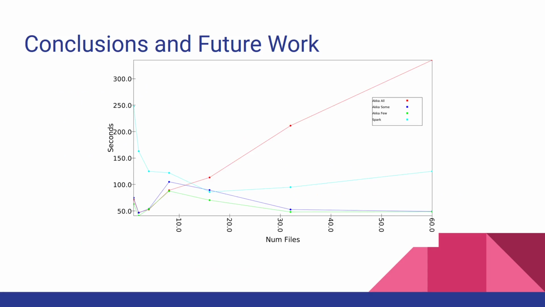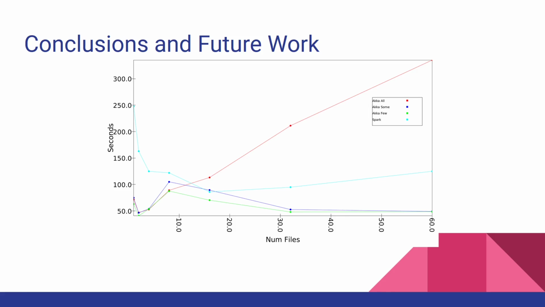In addition, here is a plot comparing our findings with those of the Spark teams. The red plot is the all implementation of our code, with the blue and green being the some and few implementations as well. The cyan one, on the other hand, is their Spark implementation, and what you can see is that though the all is considerably slower than the Spark one for most of the plot, the some and few are actually considerably faster than the Spark version as the number of files increases.